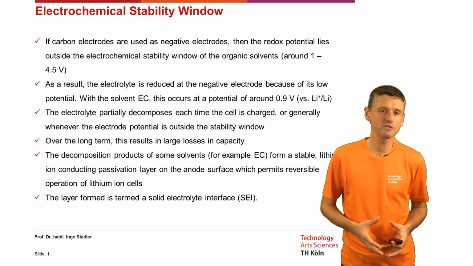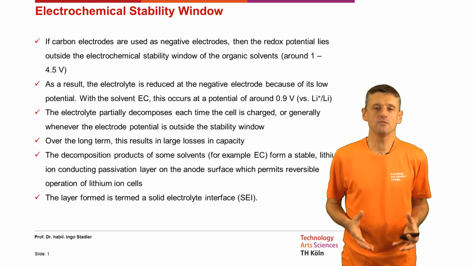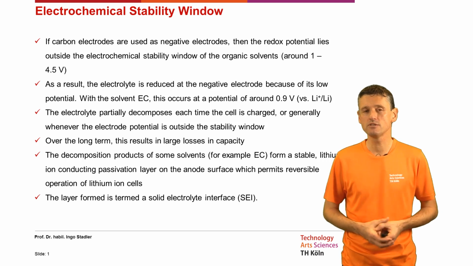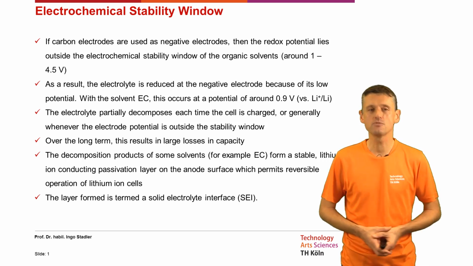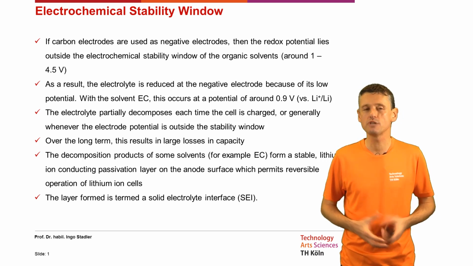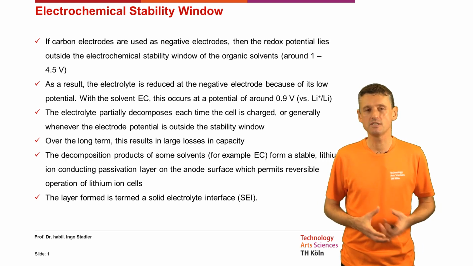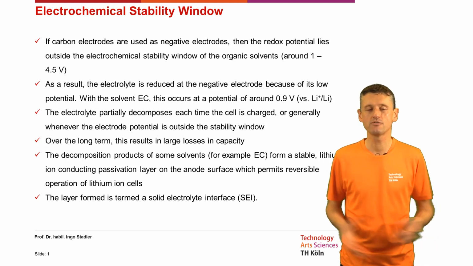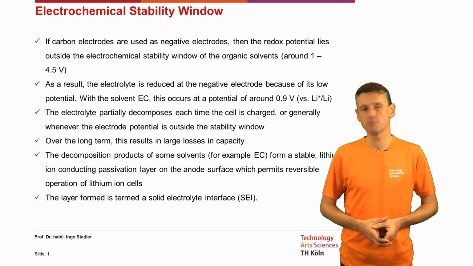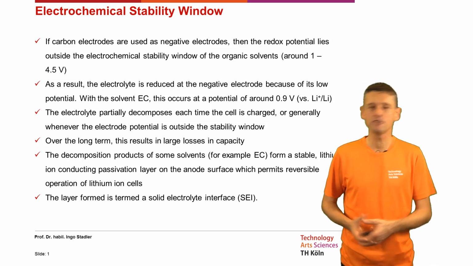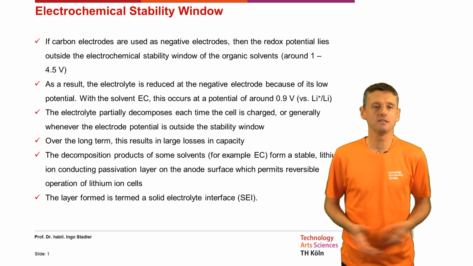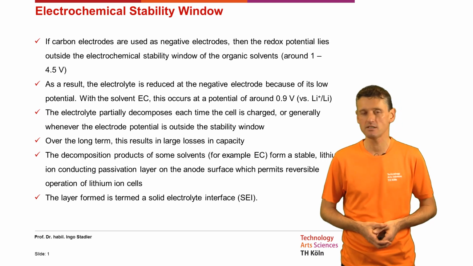If carbon electrodes are used as negative electrodes, then the redox potential lies outside the electrochemical stability window of the organic solvent, around 1 to 4.5 volts. As a result, the electrolyte is reduced at a negative electrode because of its low potential. With the solvent EC, this occurs at a potential of around 0.9 volts. The electrolyte partially decomposes each time the cell is charged, or generally whenever the electrode potential is outside the stability window. Over a long time, this results in large losses in capacity.